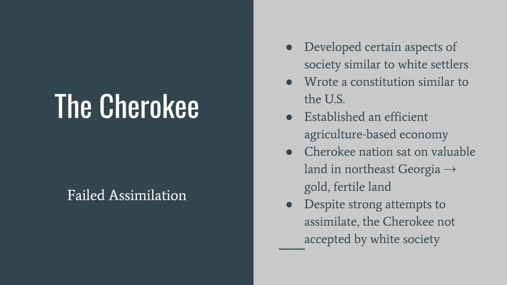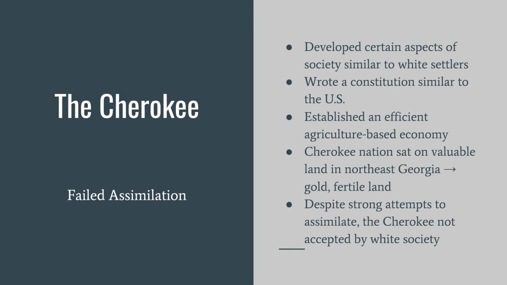So we are going to take a quick look at the Cherokee Nation, who did take many steps to try and assimilate into European culture. They write a constitution similar to the United States' constitution. They've established an agricultural economy, which is something that Jefferson really pushed for. He wanted the United States to be an agrarian society built on agriculture.